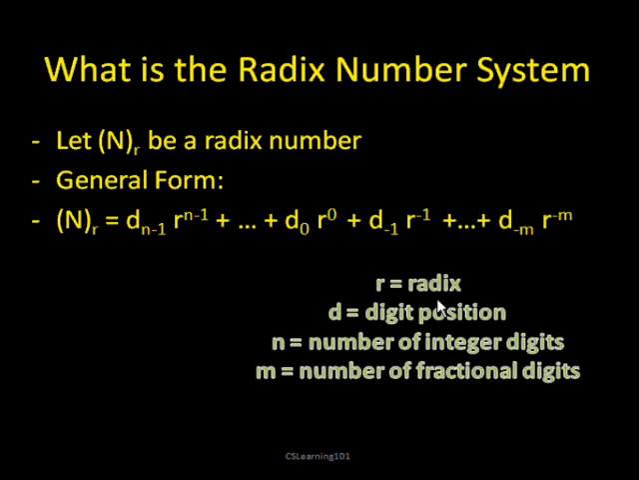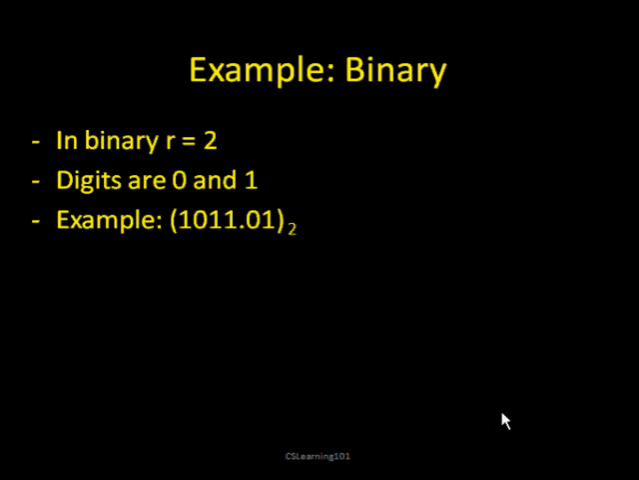For example, here in binary, R would be 2. The base is 2. The two digits that you can use are 0 and 1, and that's why it's in base 2, because you only have two possible digits. An example number I have here is 1011.01. How would we convert that to decimal?